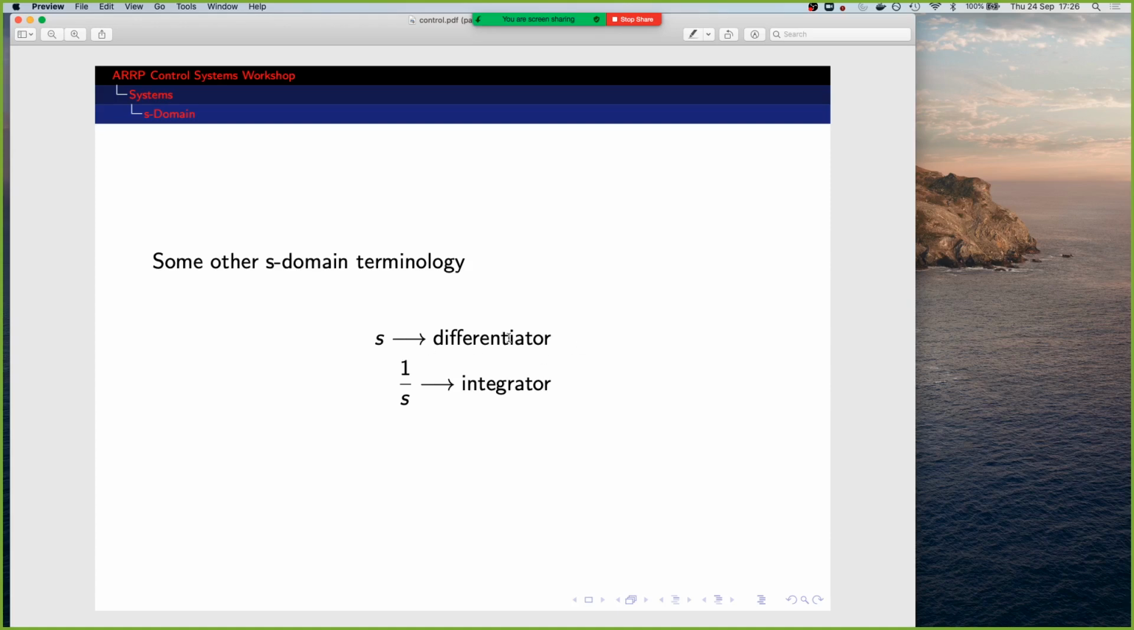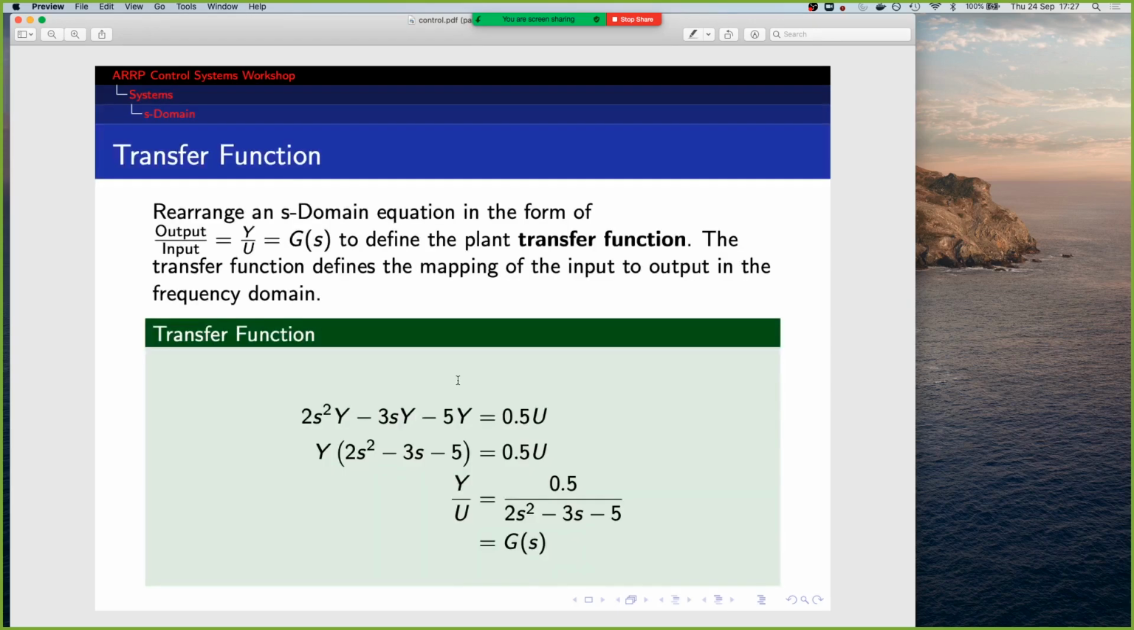Some other quick terminology: when we see s by itself in the Laplace domain, we can sometimes refer to it as a differentiator. And when we see 1 divided by s, sometimes we'll refer to that as an integrator. So this is just some terminology. It'll make a little bit more sense later on, but it's got to do with how these map between the time domain and the frequency domain. So s is a differentiator, 1 on s is an integrator. You'll see that terminology a fair bit.